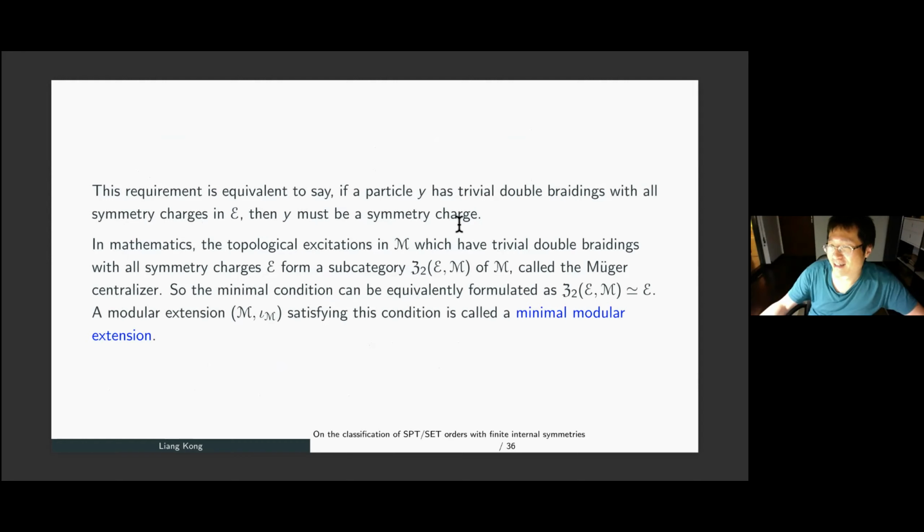In mathematics, the topological excitations in M which have trivial double braiding with all symmetry charges form a subcategory. It's called the Müger center. It's just a name for describing the same thing. So this condition is simply translated into a mathematical term: the minimal condition can be equivalently formulated as the Müger centralizer of E equals E. This statement is equivalent to saying that if a particle Y has trivial double braiding with all symmetry charges E, then Y must be a symmetry charge. This is a mathematical translation. A modular extension satisfying this condition is called a minimal modular extension. We're going to use this condition.